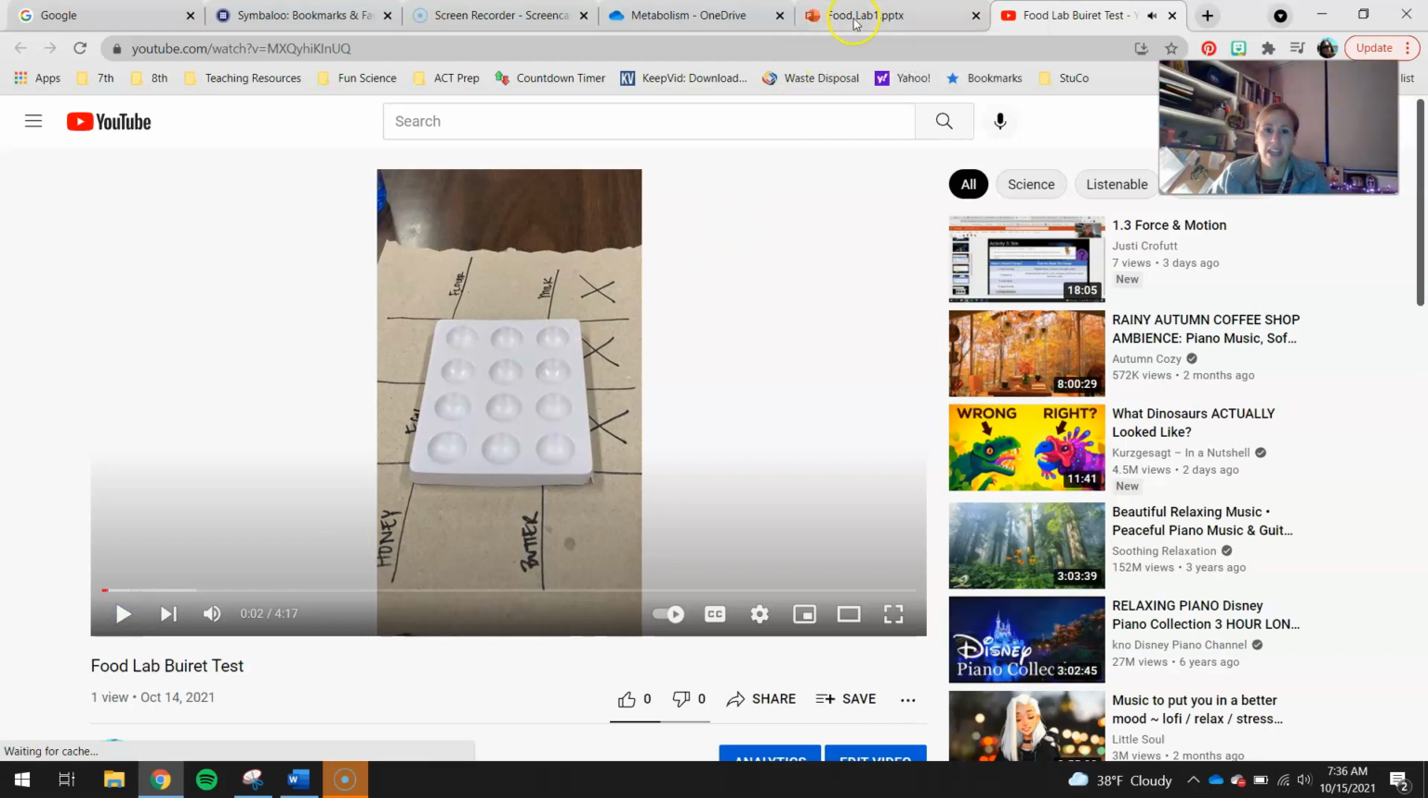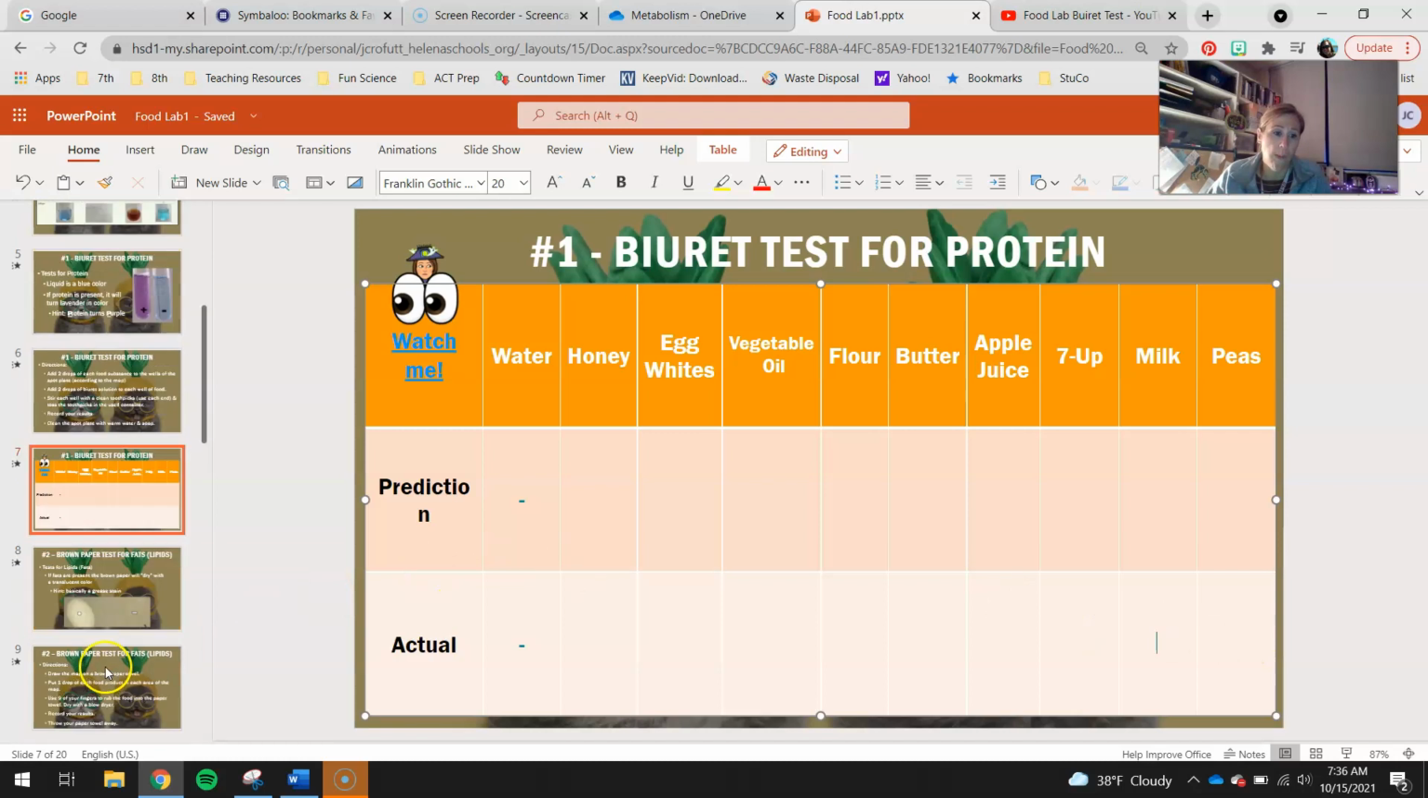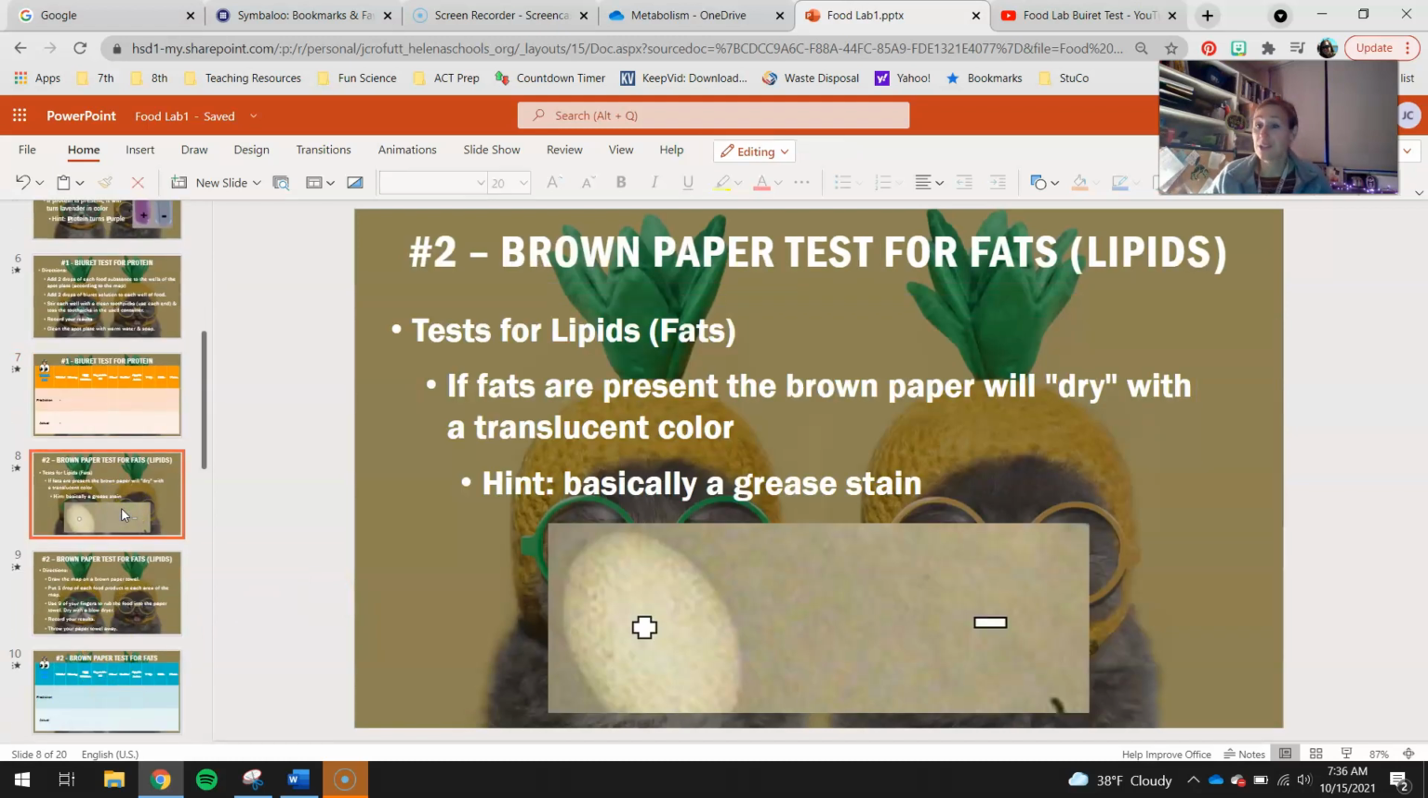Okay, so watch that, and then as you watch it, you guys will get the results, so you can pause it, come back to the table, and record positives if it's protein laden or negatives if there's no protein. Okay? Great thing at home is you guys don't have to clean anything up.